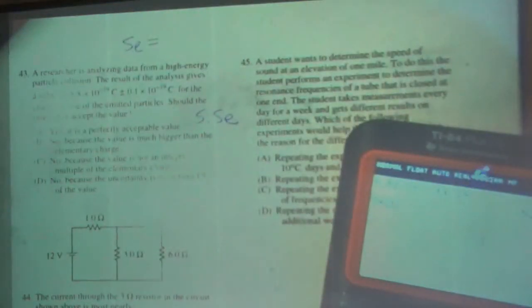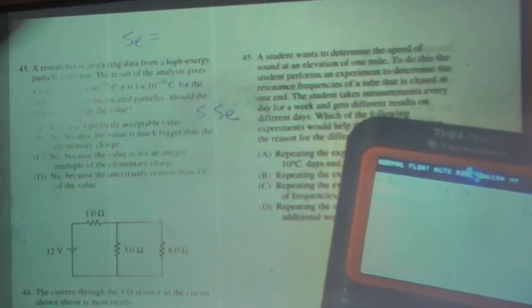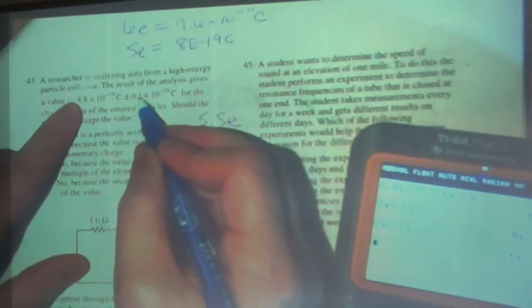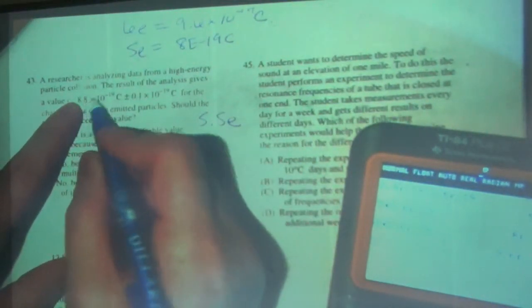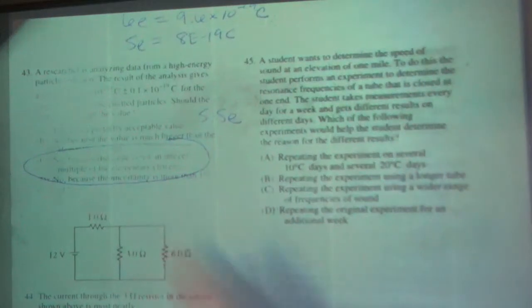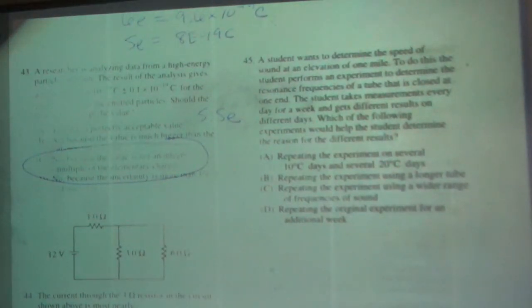5 electrons would be a charge of just 8 e negative 19 coulombs. If it was 6 electrons, that would be 9.6 times 10 to the negative 19th coulombs. Well, we have 8.8, give or take 0.1, so from 8.7 to 8.9, so definitely not within this range. So no, they should not take this information because 5.5 is not going to be close enough to be a whole number multiple of the elementary charge, the charge of an electron, 1.6 times 10 to the negative 19.